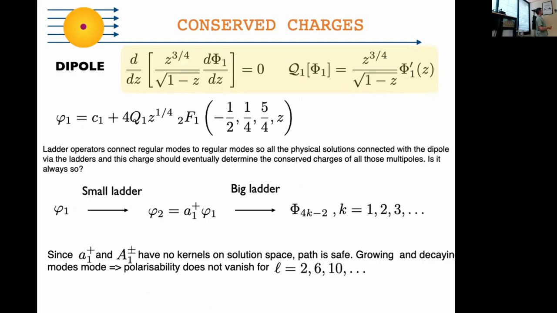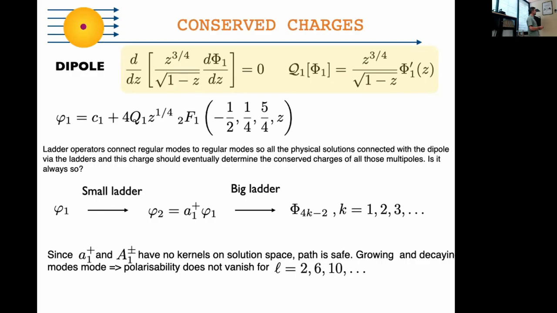And this is basically what we do. You take a solution, in the case of the dipole, you apply this ladder, you take the dipole, you go to L equal 2, and then use the big ladder to go all the way up along this side. And since these two are not the kernels, you can go up every time you want, and with growing and decaying modes, the polarizability does not vanish because I have both modes. Both modes means that I can compute the analogue of the Love number, which in this case is the polarizability. So since I can compute it, it does not vanish for these multipoles.